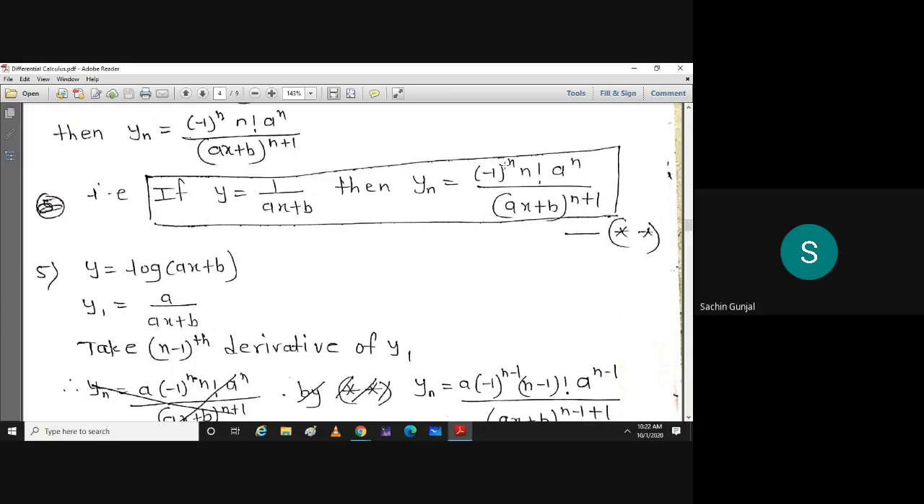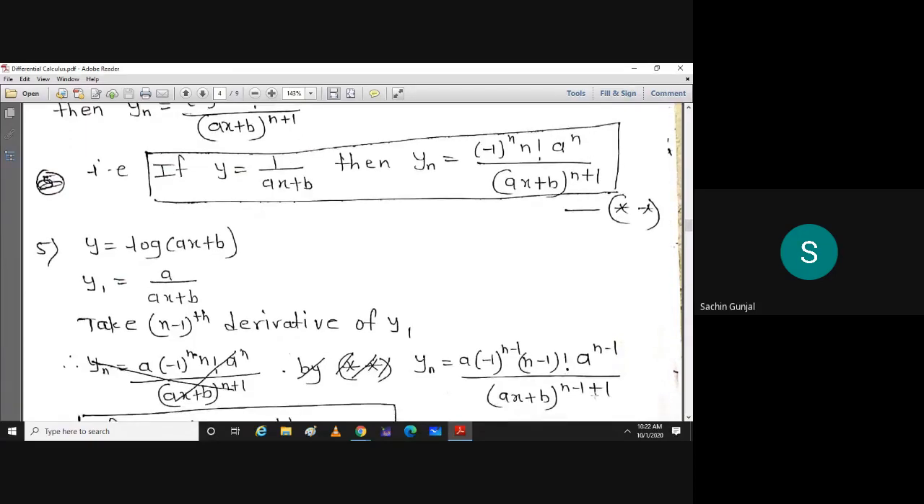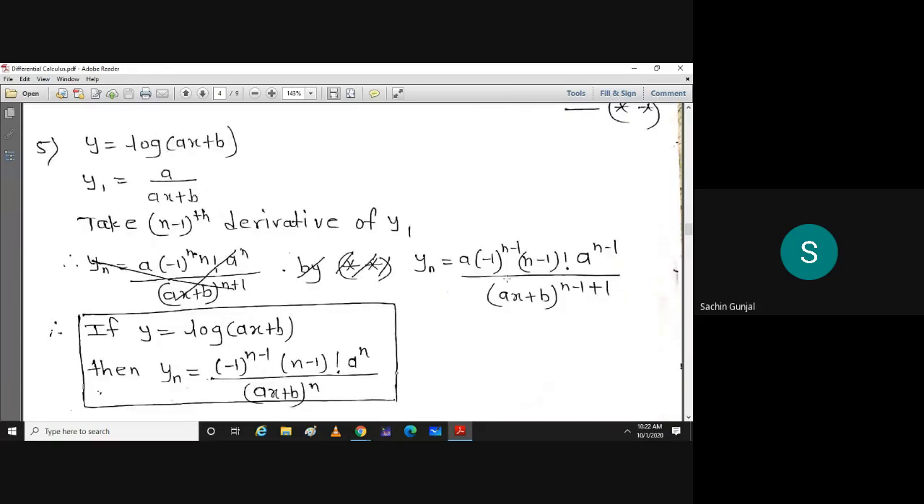So wherever there is n, you replace it by n minus 1. So this is minus 1 raised to n minus 1 into n minus 1 factorial, a raised to n minus 1, upon ax plus b raised to n minus 1 plus 1. Okay, now this is a raised to n minus 1 into a, so that will become a raised to n, and minus 1 raised to n minus 1 into n minus 1 factorial upon ax plus b raised to n. Okay, so just note it down.